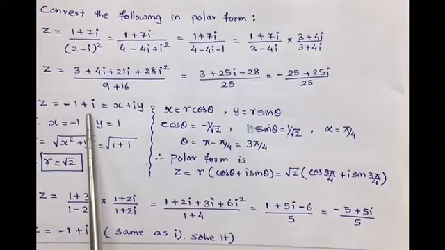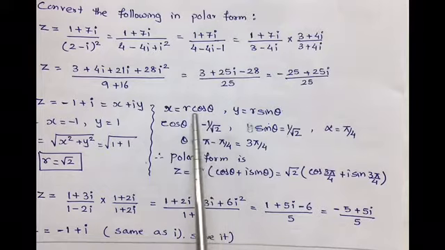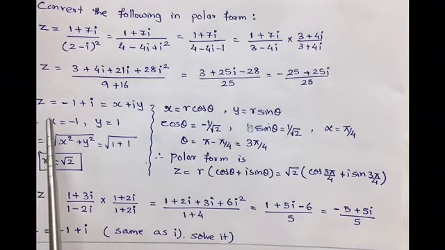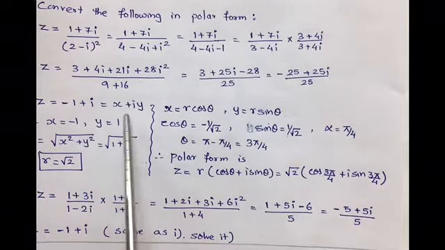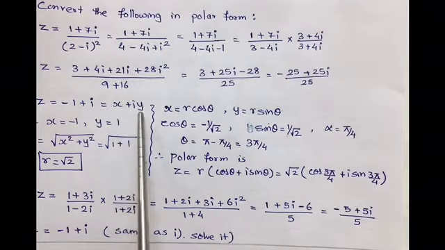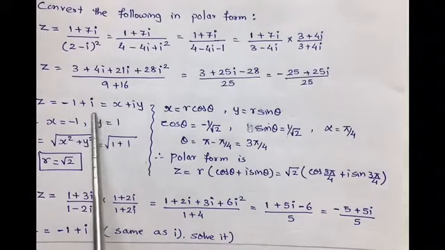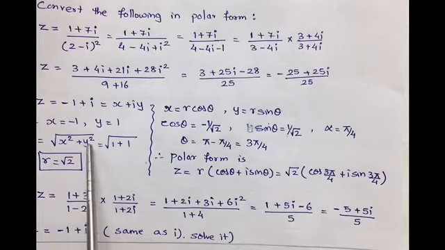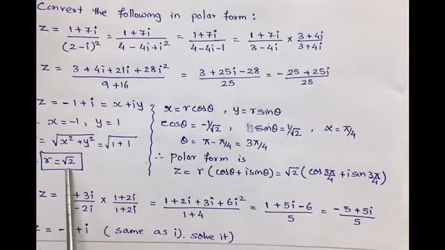After bringing it into standard form, then the polar form is to be calculated. So z is equal to minus 1 plus i, equating it with x plus iy. The x value becomes minus 1, the y value becomes 1. So first, to calculate r, the formula is under root of x square plus y square. That makes the value of r root 2.